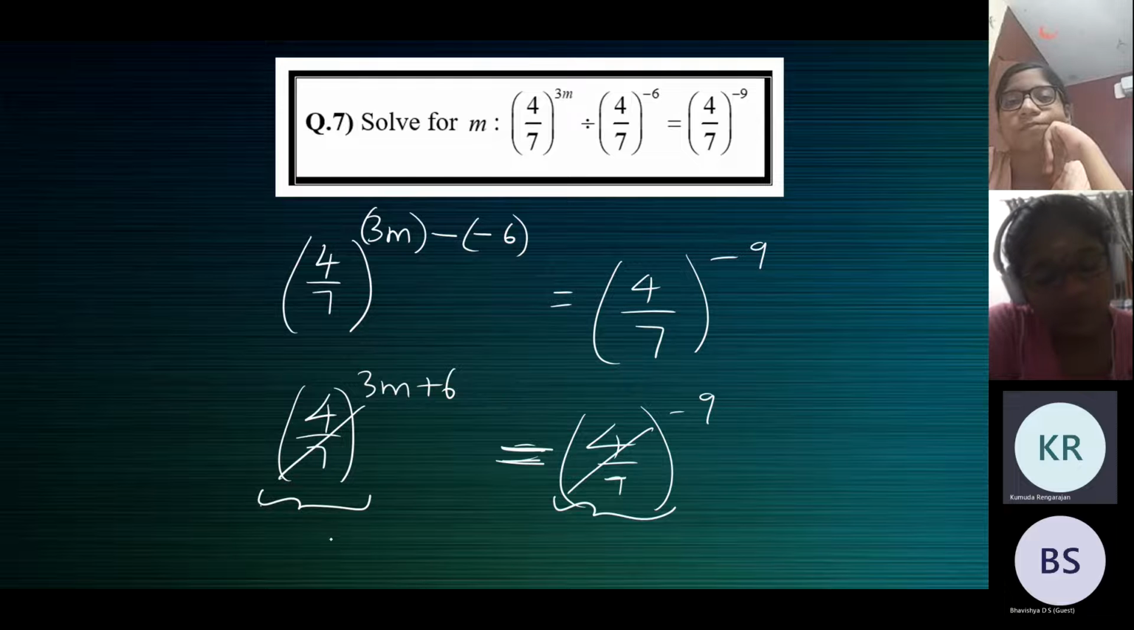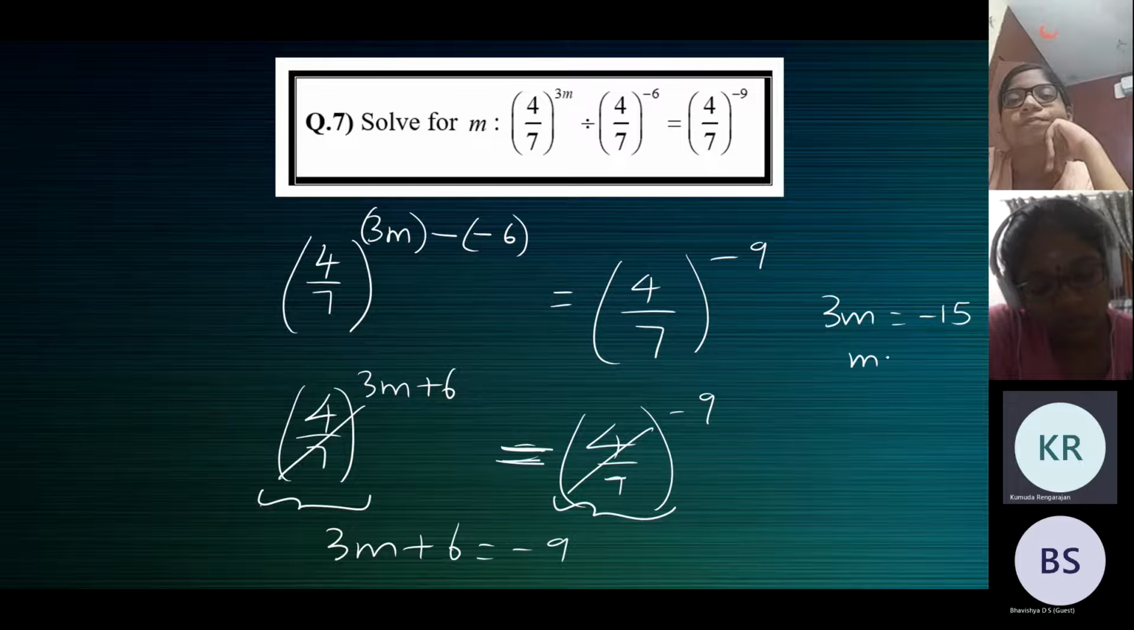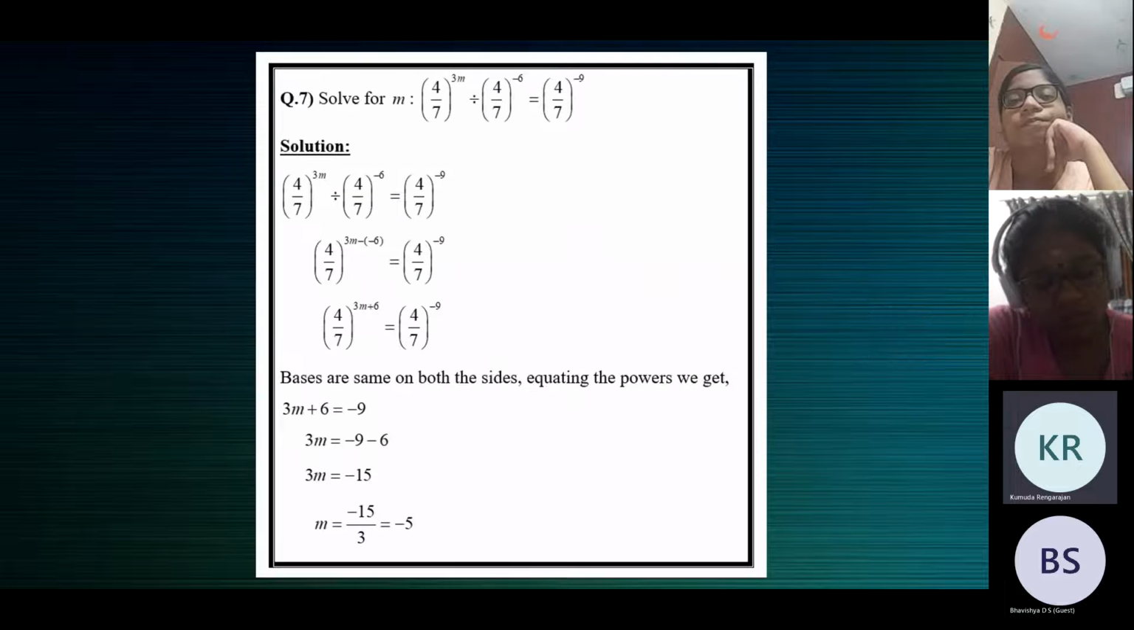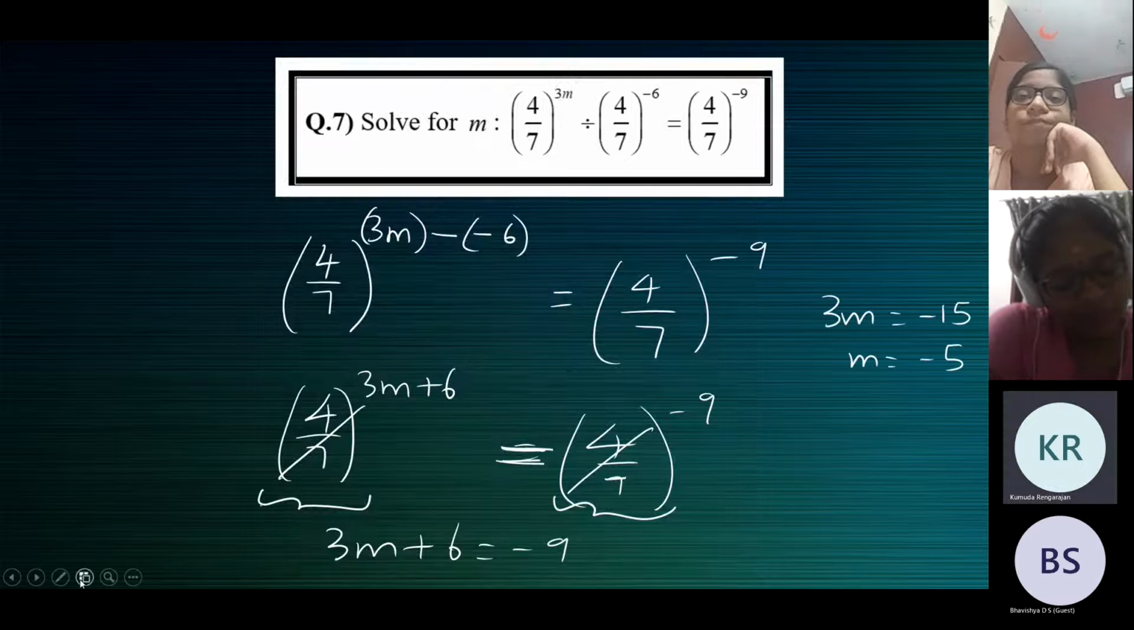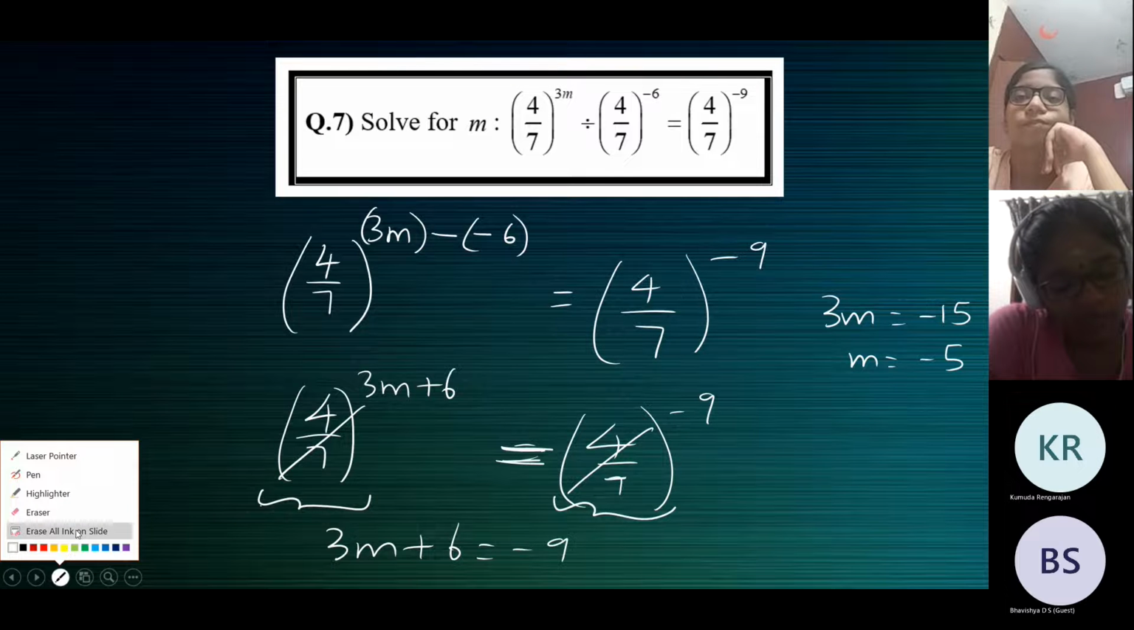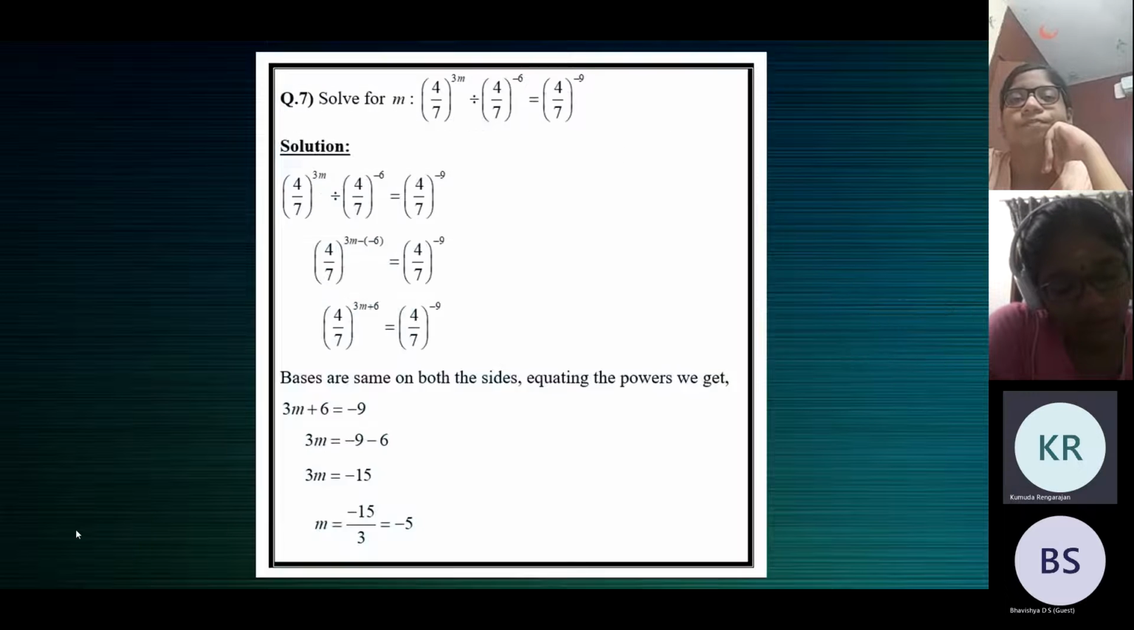3m plus 6 is equal to minus 9. On solving this, 3m is equal to minus 15. m is equal to minus 5. Minus 15 by 3, just minus 5. You can see the same thing on the slide. If you have completed the answer, please check your steps. If you're still to work it, please write it down.